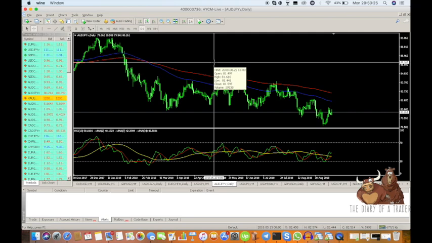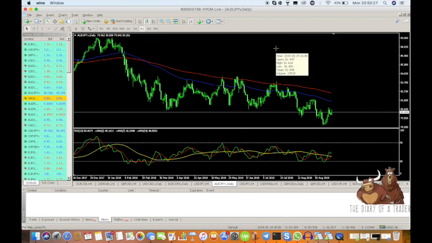And why not use the 100 and 200 moving average in your trading when you've got a good technical and fundamental bias for a trade? Why not pull up the 100 and 200 moving average? And it might give you some decent areas to define and limit your risk by using them.